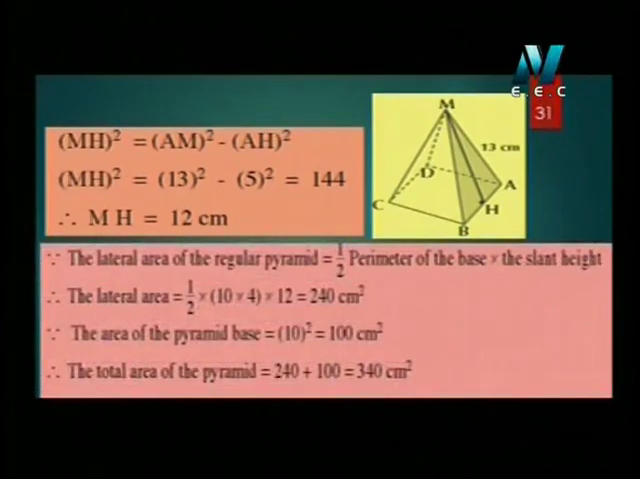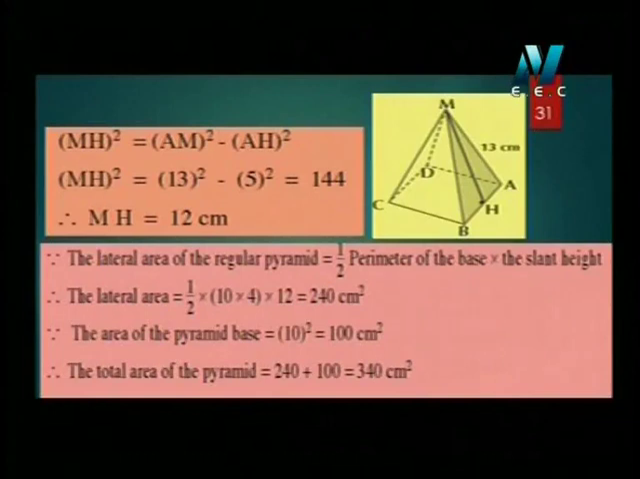So the lateral area of the regular pyramid here equals half the perimeter of the base multiplied by the slant height, and equals half multiplied by 10 times 4. 10 times 4 is the perimeter of the base, because the base is square, so its perimeter equals side times 4. So half times 10 times 4 times the slant height, which is 12, equals 240 square centimeter.